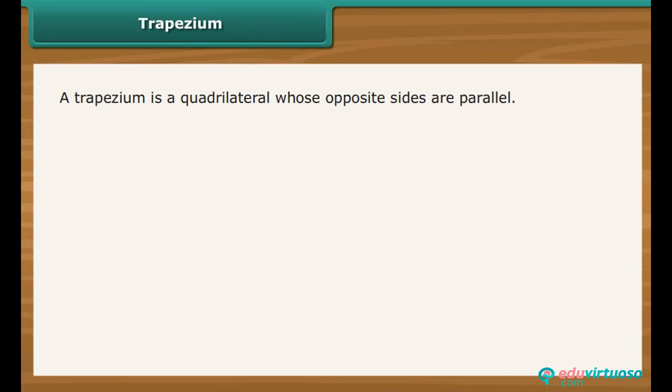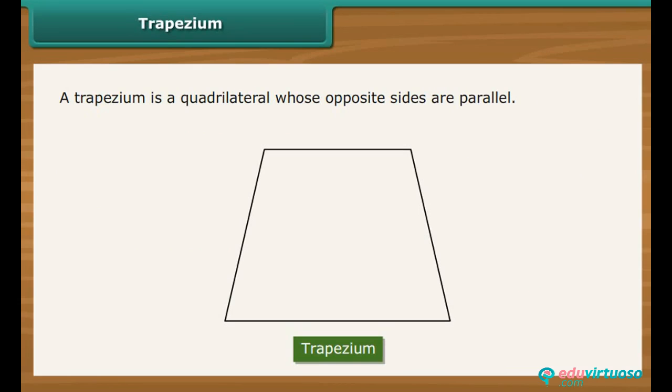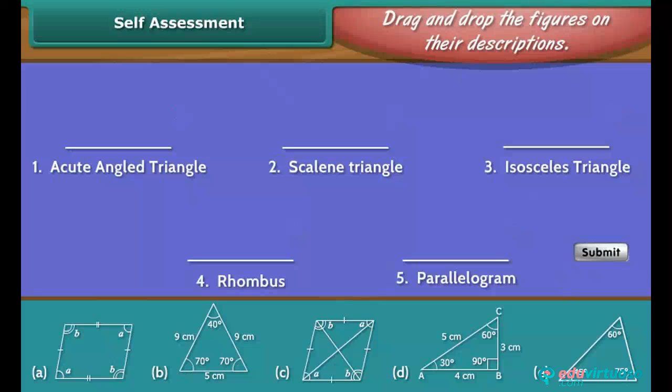Trapezium. A trapezium is a quadrilateral whose opposite sides are parallel. Self-assessment. Let us know how much you have learned. Drag and drop the figures on their descriptions.